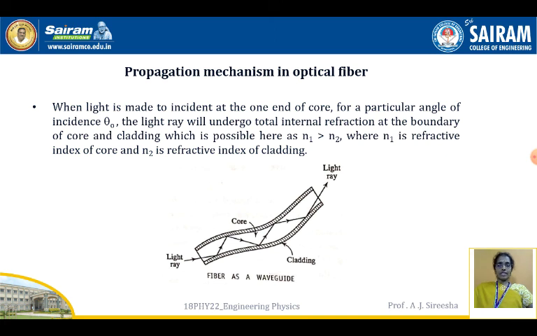Now here the core is acting like a denser medium and the cladding is acting like a rarer medium. So the first condition is satisfied. The second condition is that the angle of incidence is greater than the critical angle. When the ray of light enters the core at an angle greater than the critical angle, then that ray is totally reflected back in the same medium, thereby total internal reflection takes place. And like that, multiple total internal reflections take place, and finally the ray of light comes out of the optical fiber. This is the propagation mechanism in an optical fiber. Thank you.